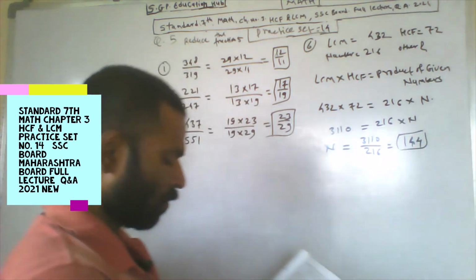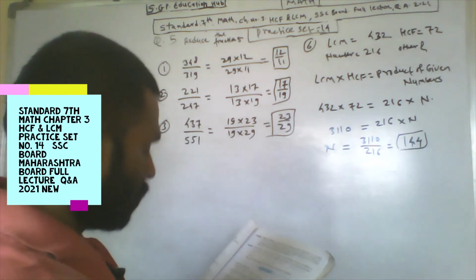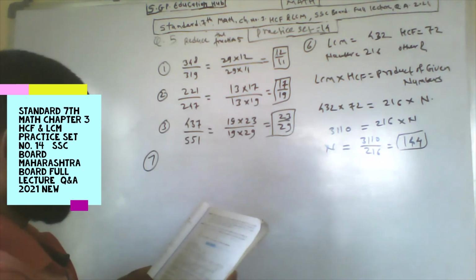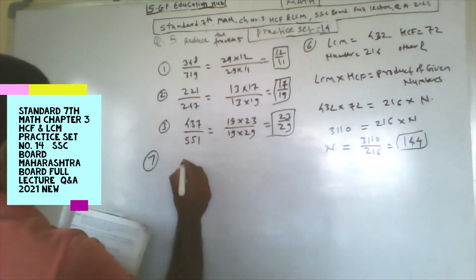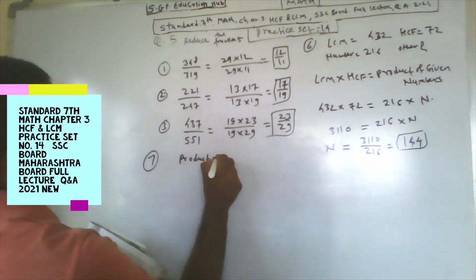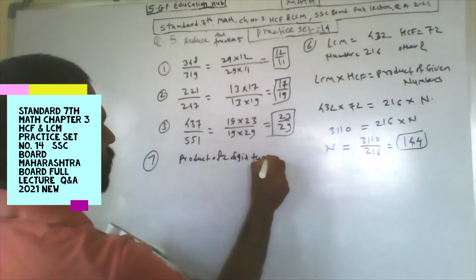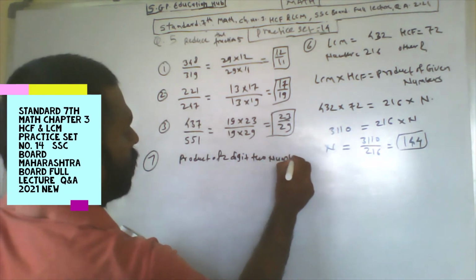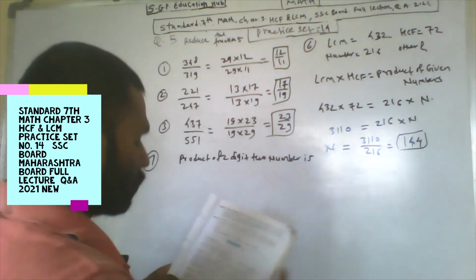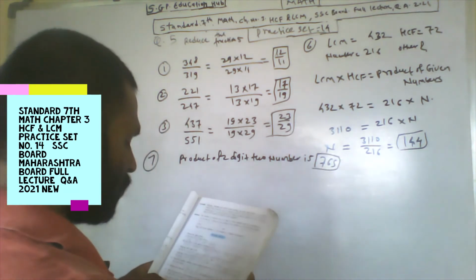Okay. Now question number 7. The product of two numbers is 765. HCF is 3. Find the LCM.